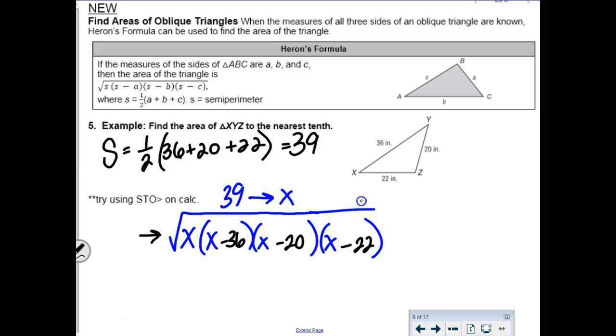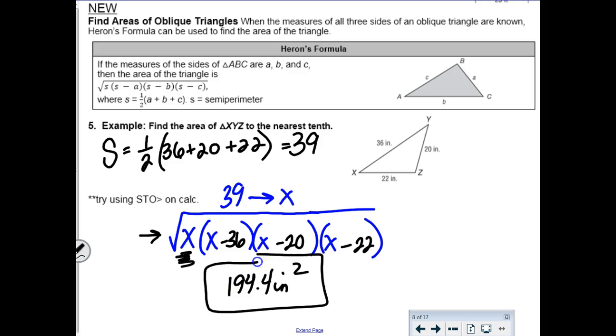I think the most common mistake for kids is, well, one, they forget what semi-perimeter means because that is not on your formula sheet, I don't think. And then the second key is this first X. A lot of kids forget to type that first X. Be careful. Anywho, okay, I'm thinking I get 194.4 square inches. What you got? Oh, good. Good call, good call.